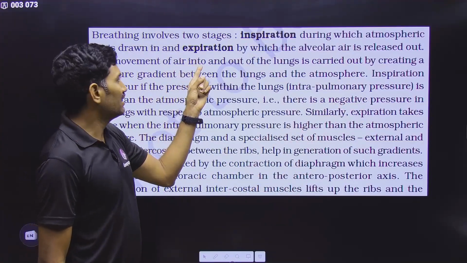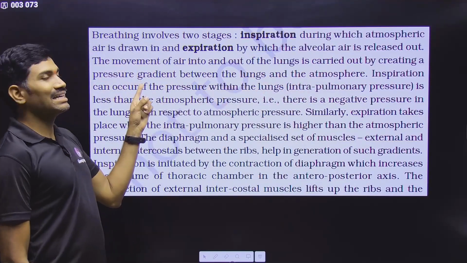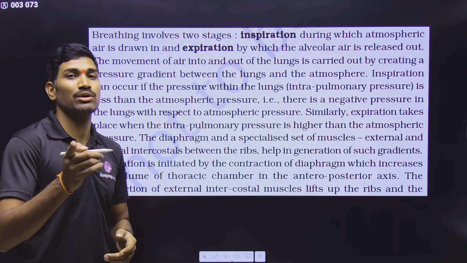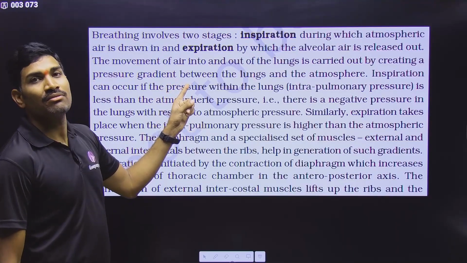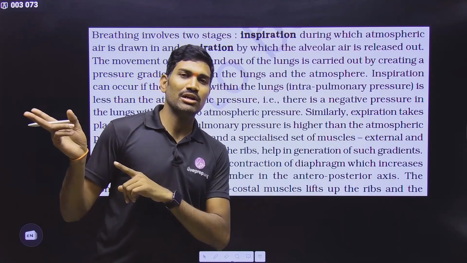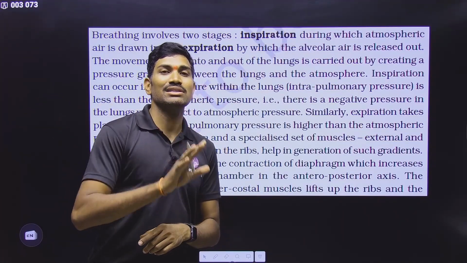The movement of air into and out of the lungs is carried out by creating a pressure gradient. Pressure gradient means pressure difference. Pressure difference is important for the movement of air. Where? Pressure gradients between the lungs and the atmosphere. Can you change the volume or the pressure of the atmosphere? No. That's why we are changing only the pressure within the lungs.